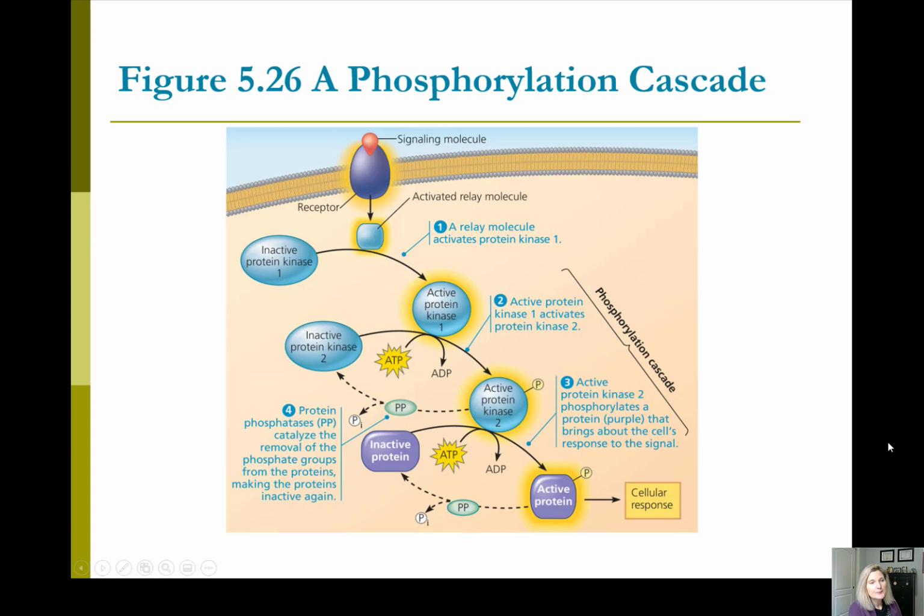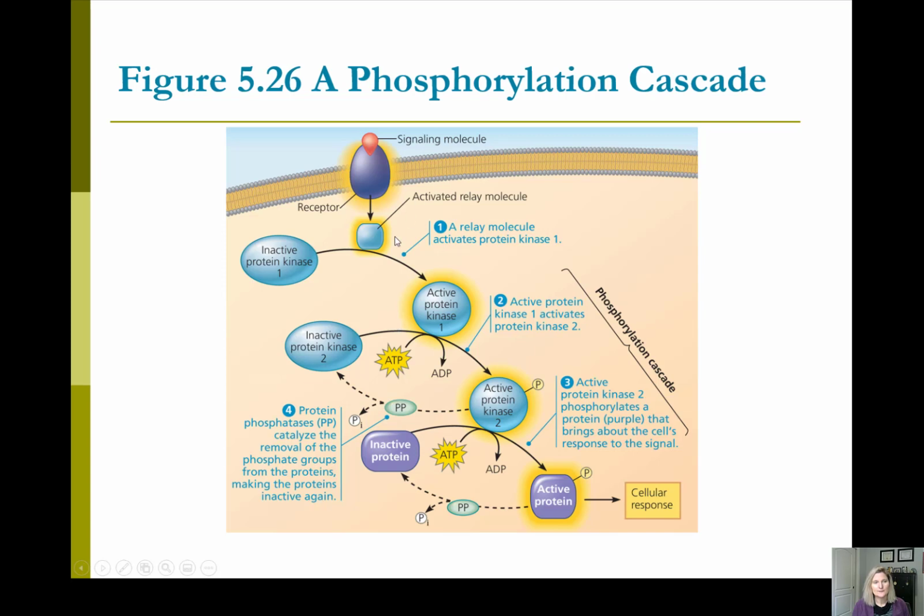Here's another example. This is called a phosphorylation cascade. And in this case, we see that the transduction pathway is actually pretty complicated. So we'll start with the reception first. Okay, so here this is a receptor protein embedded in the cell membrane. Here's our signaling molecule or ligand. So that's triggering a response within the cell.